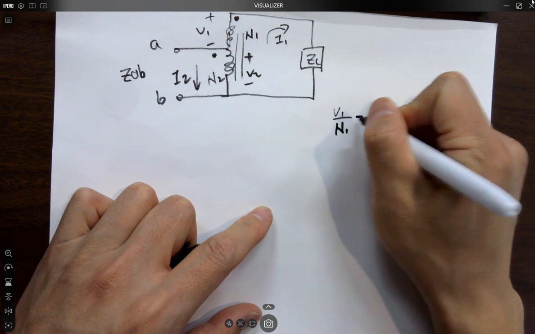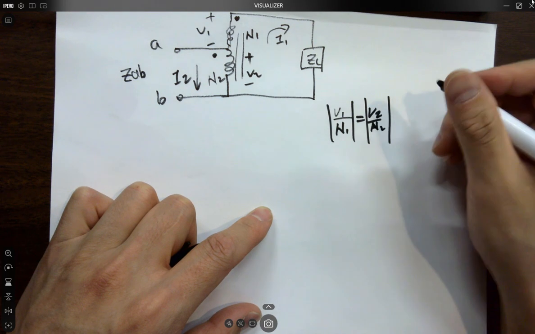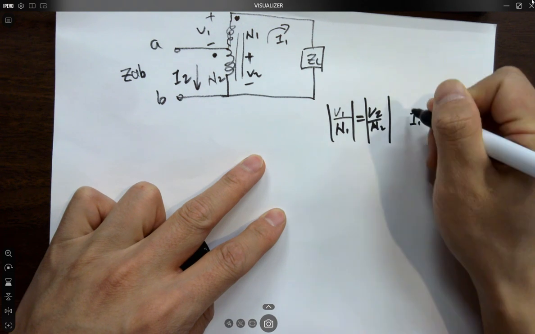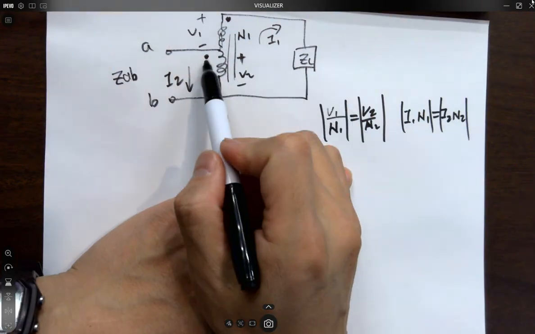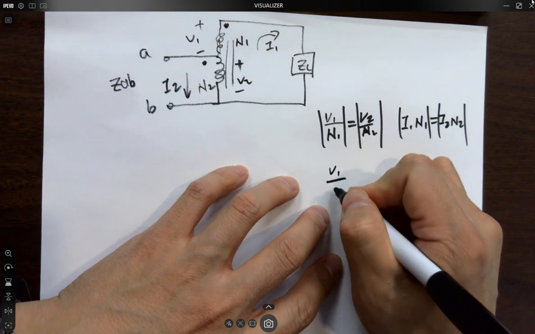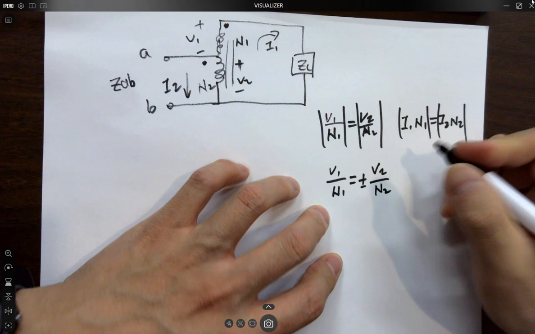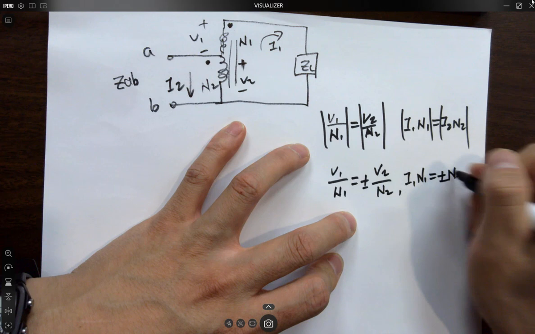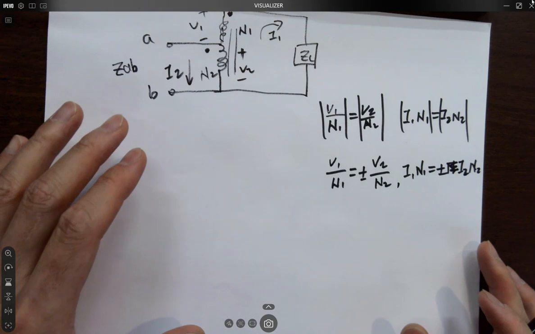over N1 equals V2 over N2. That's always true. I1 N1 equals I2 N2. But depending on the polarity and where you have the dot, you may have V1 over N1 equals plus or minus V2 over N2, and I1 N1 equals plus or minus I2 N2. But one is positive, one is negative.